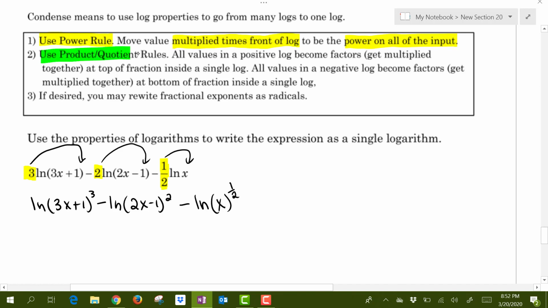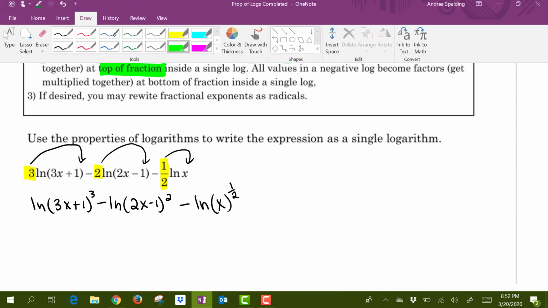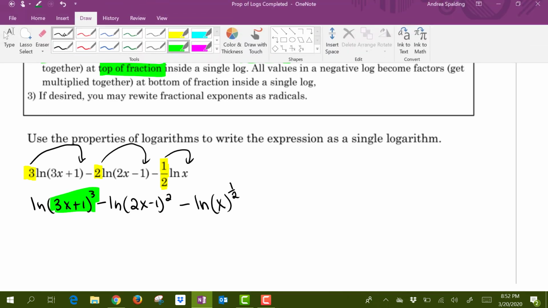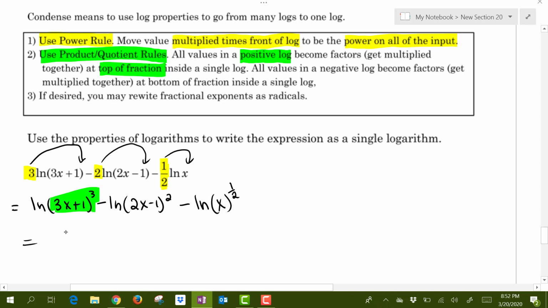The next rule we're going to do is our product and quotient rule together again, all inside of one step. So anything that's inside of a positive log is going to go at the top of the fraction. When we push all of this together, remember we're going to push all this together into one single log of the same base. Anything that is inside of a positive log, so the first log is positive, that's going to end up going at the top of that fraction on the inside of that one single log.